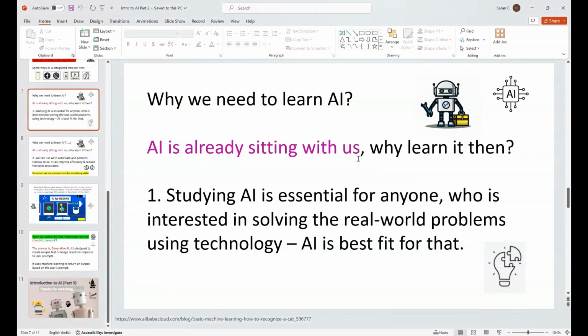In this scenario, why do we need to learn AI? Because AI is already with us. We have it in a smartphone, car, etc. Then why should we learn it? Studying AI is essential for anyone who is interested in solving real-world problems using technology. We can solve real-world problems in many ways, but the current trend is that we have more data now with the implementation of cloud technology, so AI is the best fit for that.